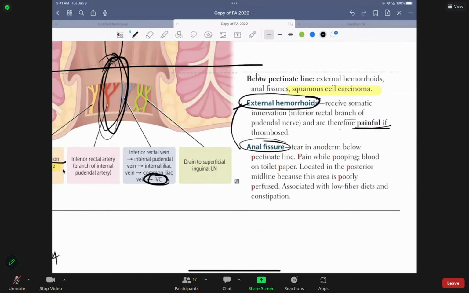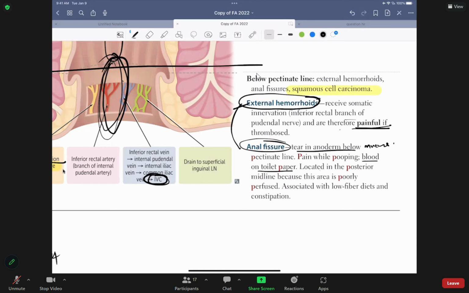Sometimes it's very difficult for people to differentiate anal fissure from external hemorrhoids because both are extremely painful. I want you guys to remember, an anal fissure is basically a tear in the mucosa, nothing to do with the veins, folks. It's below the pectinate line. They usually say blood on the toilet paper, because it's a tear and bleeding happens when they wipe.